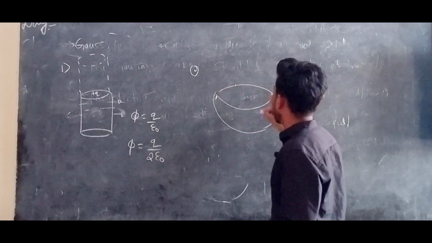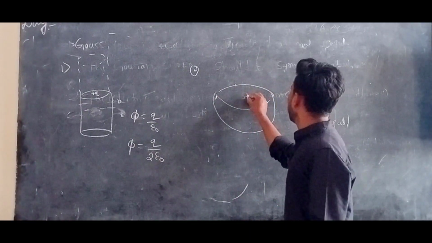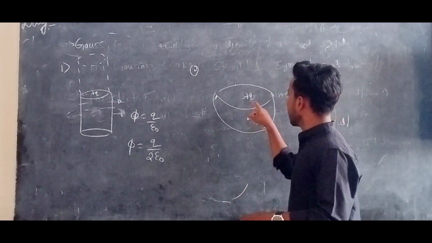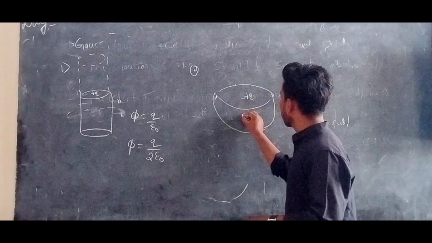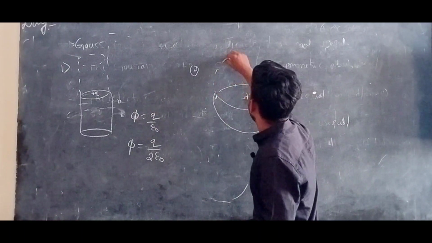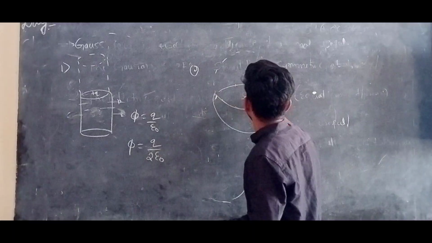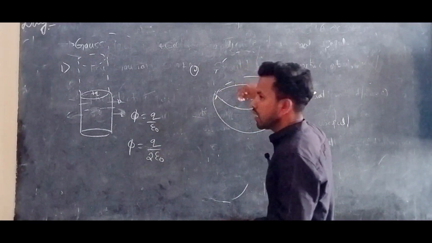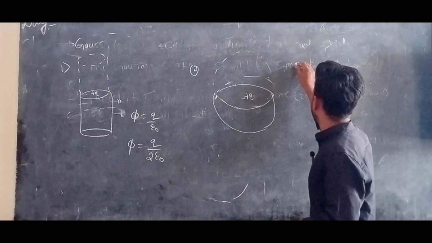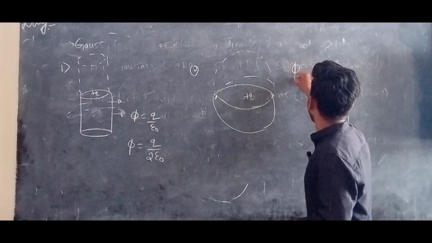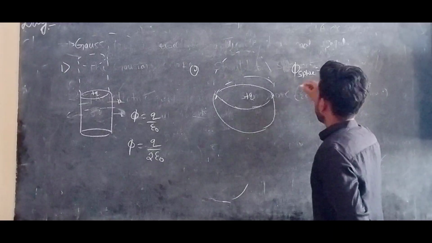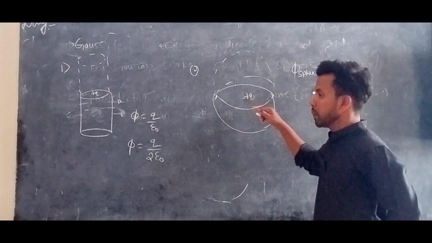This is the hemisphere. Now I am placing a plus q charge here, at the center of the sphere. This is the hemisphere. Let us also complete the sphere. Now it is complete. For the sphere, what is the electric flux? Q by epsilon naught. Yes.